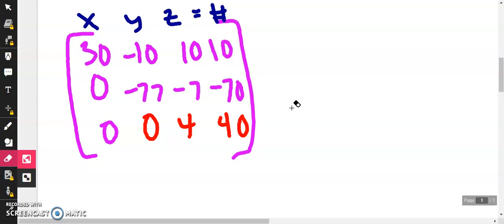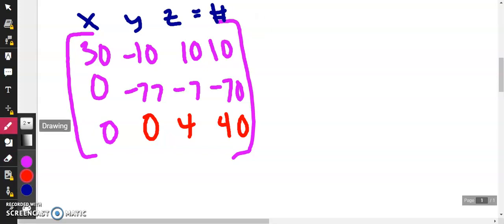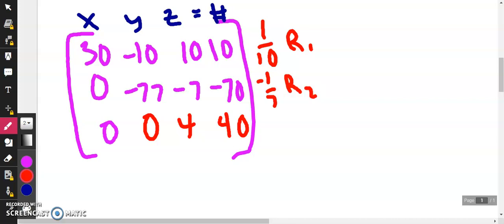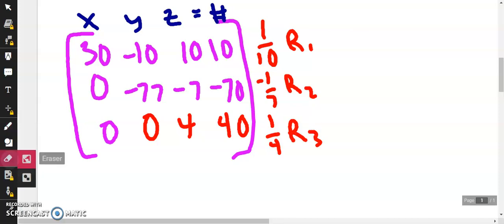So I'm going to divide everything in the top row by 10, everything in the middle row by negative 7, and then everything in the bottom row by 4. So 30 divided by 10 would be 3. Negative 10 divided by 10 will be 1. 10 divided by 10 is 1.